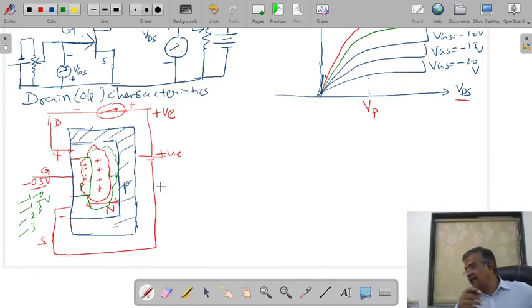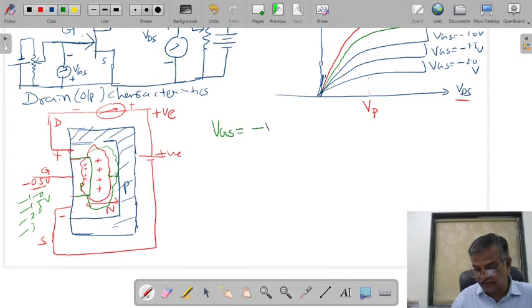The voltage at which the current is 0 is the gate-source voltage, and this is a negative voltage. As the negative voltage increases, your drain current decreases.